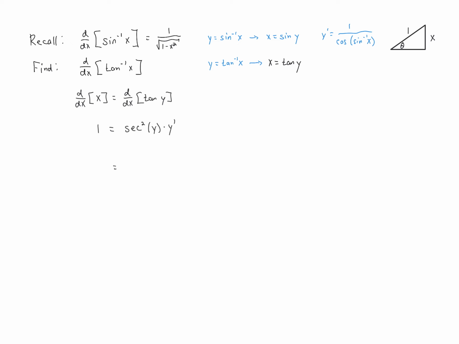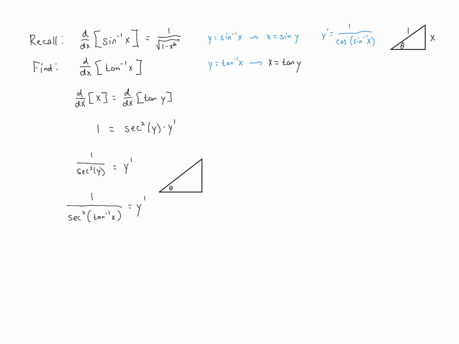And then to get y prime on its own, we have to divide both sides by secant squared. So we've got 1 over secant squared of y. But remember, we don't want this in terms of y, we want it in terms of x. So wherever we see a y, we can replace it with inverse tangent of x. So this is actually going to be 1 over secant squared of inverse tangent of x. And that's our derivative, but we want to simplify that. And to simplify that, we're going to want a right triangle, so we can do the same sort of trick that we did before.